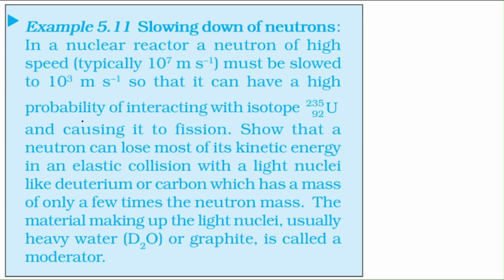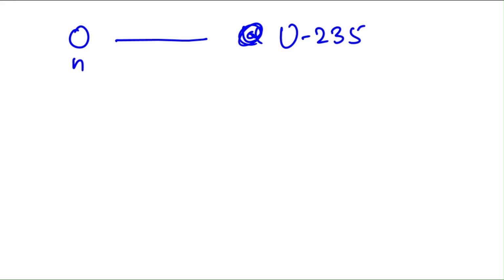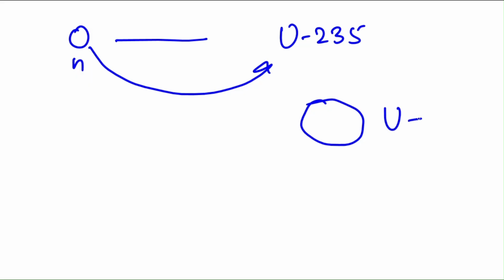In the case of a nuclear power reactor, a fission reactor, what happens? I'm taking a single case here. A neutron hits uranium isotope 235. 235 is the mass number. Then it gets merged into its nucleus, making it a new isotope, 236. And this isotope is unstable and further breaks into barium and krypton.